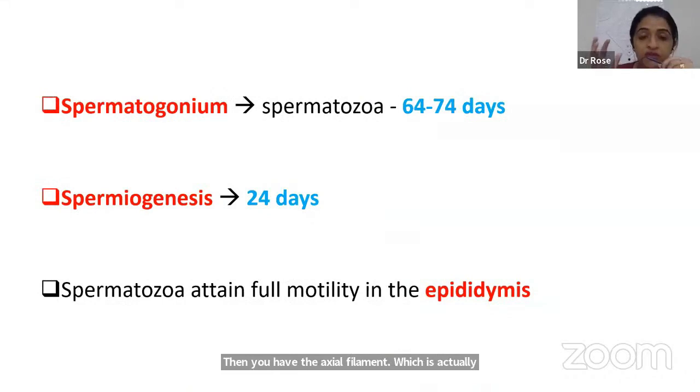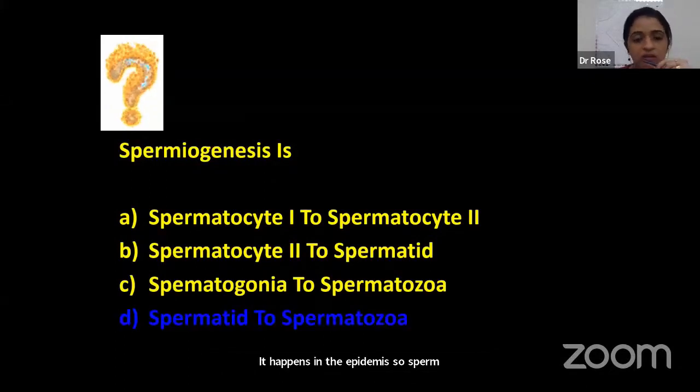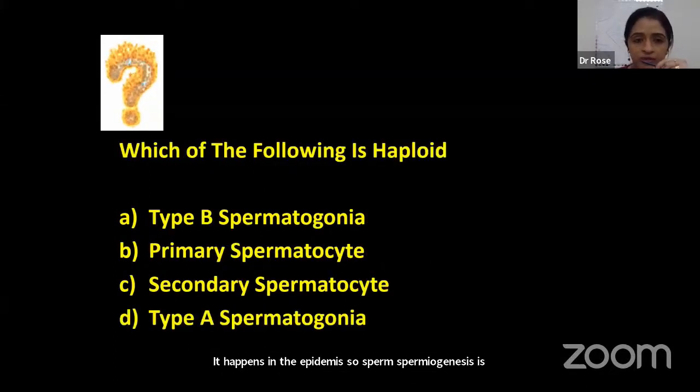Then you have the axial filament, which is actually forming the principal and end piece of the tail. So the process of becoming spermatozoa from the spermatogonium, the total number of days, is 64 to 74 days. And spermiogenesis exclusively requires 24 days. And where is the site of attaining motility for the spermatozoa? It happens in the epididymis. So spermiogenesis is actually the transformation of the spermatid to spermatozoa.